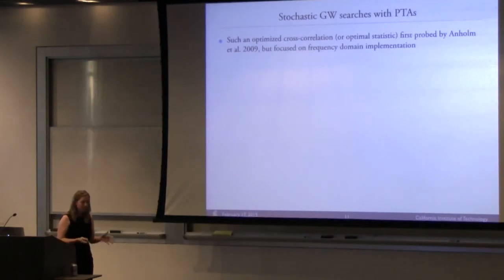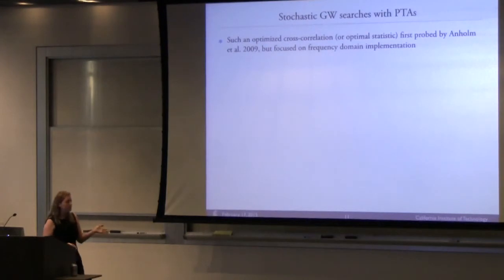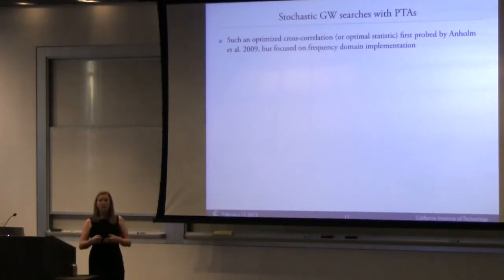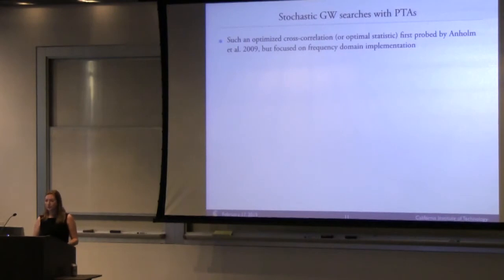Now I want to take a moment before I go further to say people have done this, and it's been something people have worked on for a while. So actually in 2009 there was a paper by Hazboun et al. where they tried to design this optimal cross-correlation that takes into account the gravitational wave source spectrum and the Hellings and Downs coefficient. But they did everything in the frequency domain.